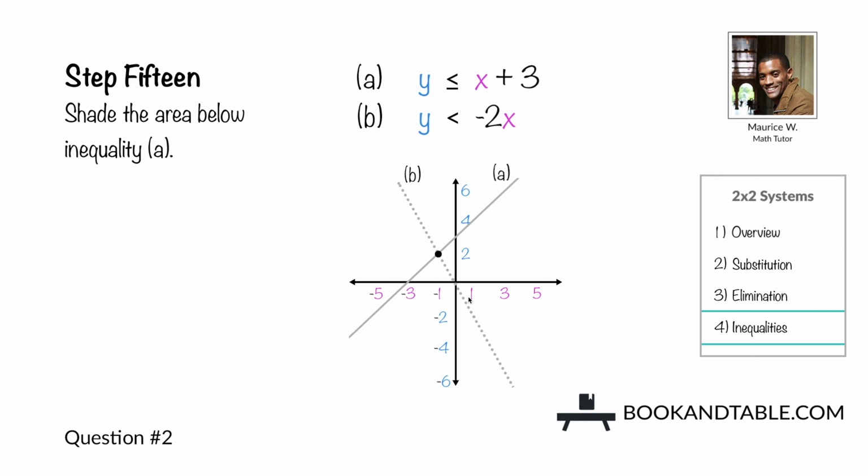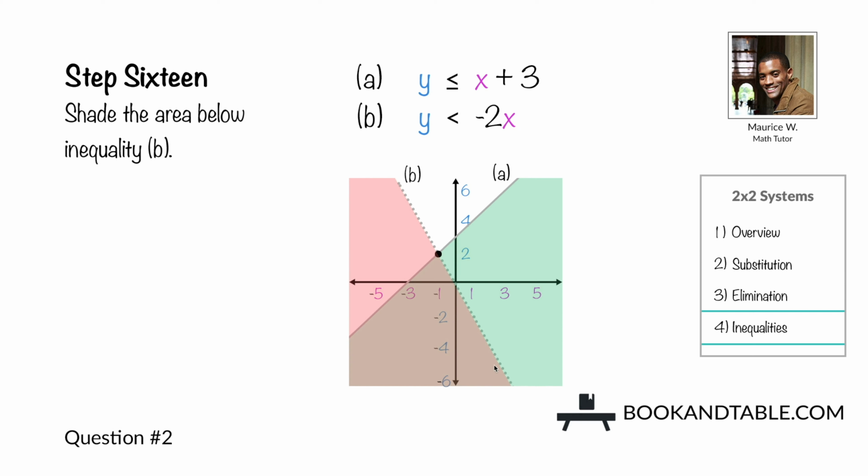Now step 15, shade the area below inequality A. We're shading the area below since it's y is less than. So it's the points below that line, so we shade that area. And now step 16, shade the area below inequality B. We're shading the area below that line since it's less than as well. So we shade those points in.